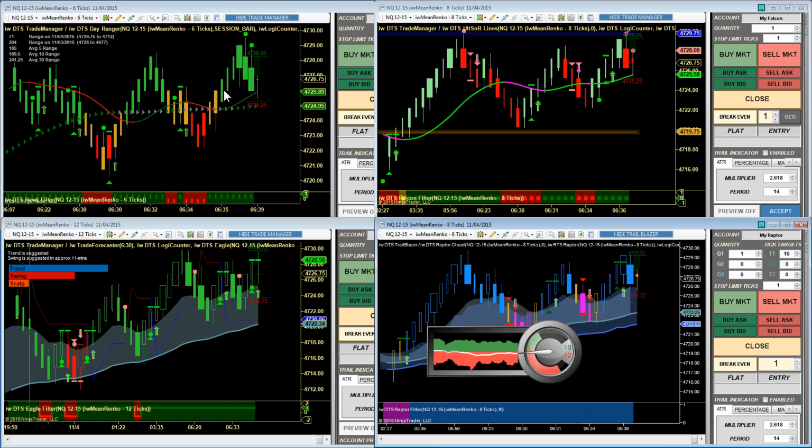Some of you will have noticed that these bars are a little bit wider. Some are narrower. This is the dynamic equivolume bars from Indicator Warehouse. These are actually brand spanking new. They only came out 3 weeks ago.